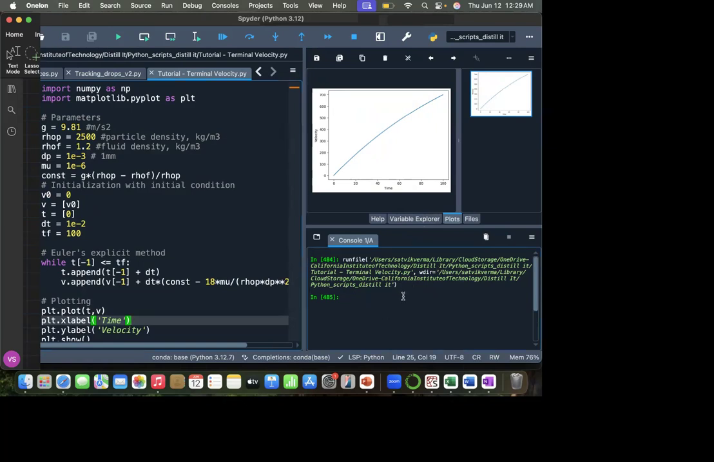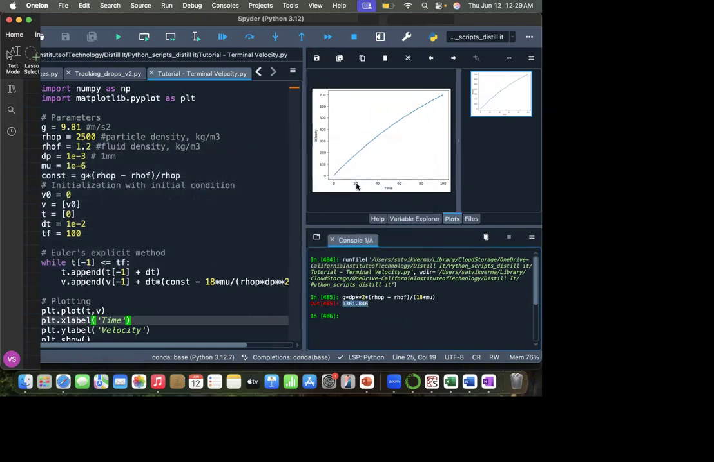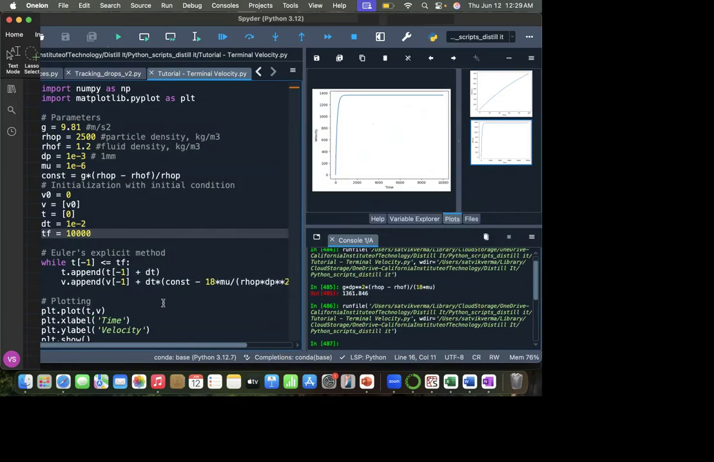So the terminal velocity is g dp squared times rho p minus rho f over 18 times mu. The terminal velocity is actually 1361. So we probably have to go on for a long time. Let's say 10,000 time steps.